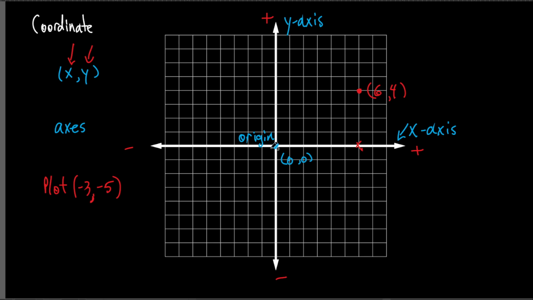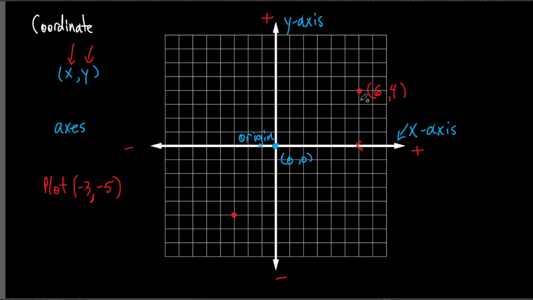So again, where do we start? At the origin, and we go -3 this time. So we go to the left 3 places. 1, 2, 3, right here. Don't put a dot yet. Just keep your pencil there. And then we go -5, so we go down 5. 1, 2, 3, 4, 5, right there. So that point is -3, -5.